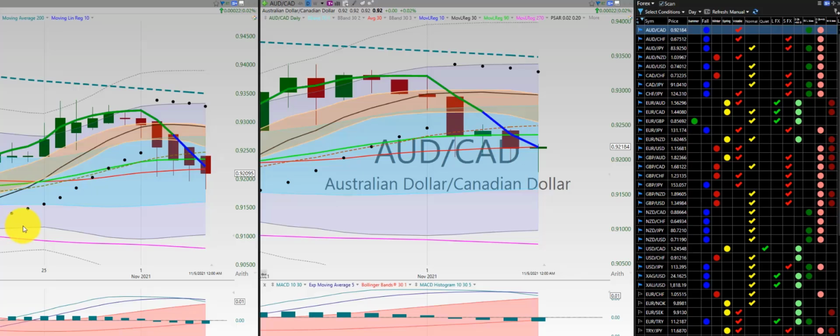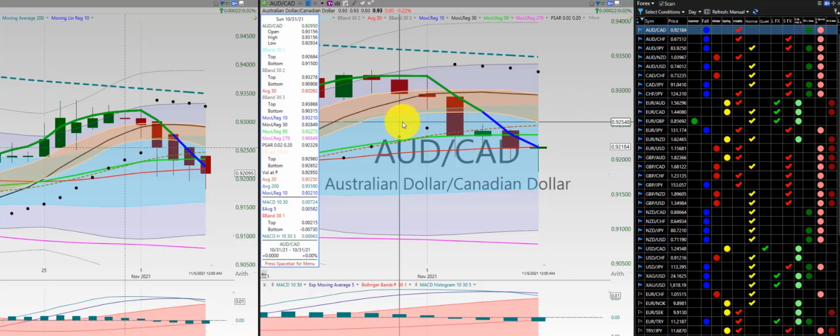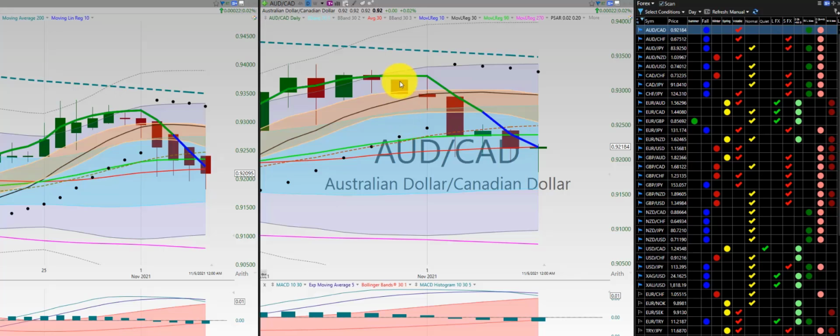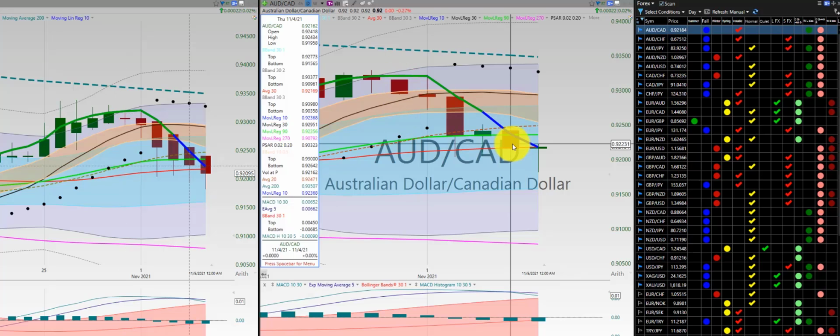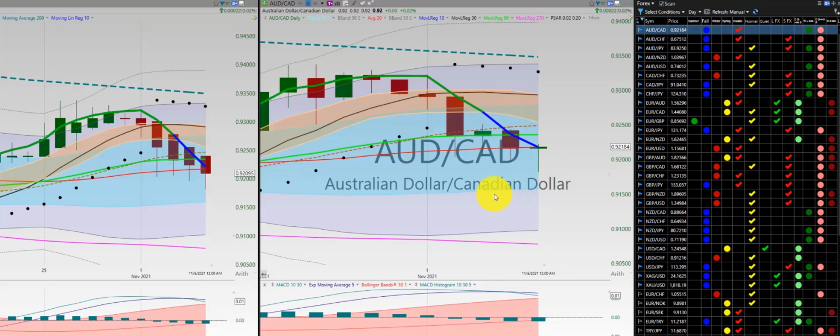Hello, this is the Forex Week in Review for the Forex currencies on the 5th of November. We're starting off with the Aussie dollar, Canadian dollar, and as we can see here, we had an initial entry on Sunday and was stopped out. Another trade here for a scratch on Friday.